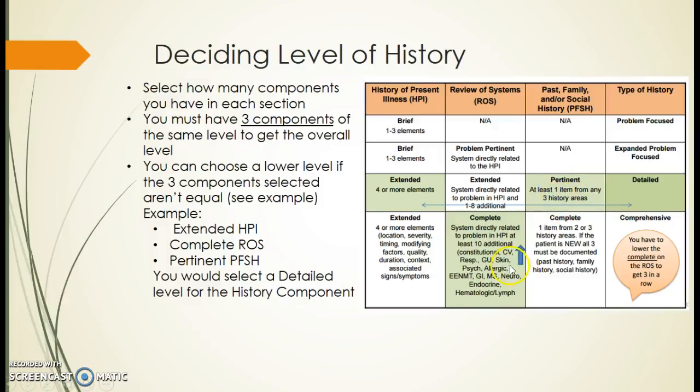So since we only have 1 on the extended level, on the comprehensive history, and we have 2 on the detailed history, we would have to build this as a detailed history. So you would pick the code for detailed history instead of comprehensive, because we meet the criteria here with 2 of the 3. Here, down on comprehensive, we do not meet the criteria because we only have 1 of the 3 selected here.